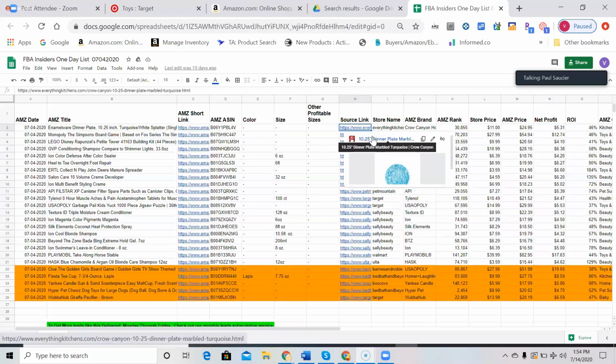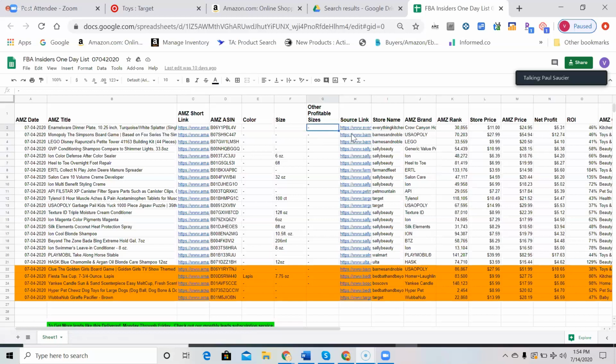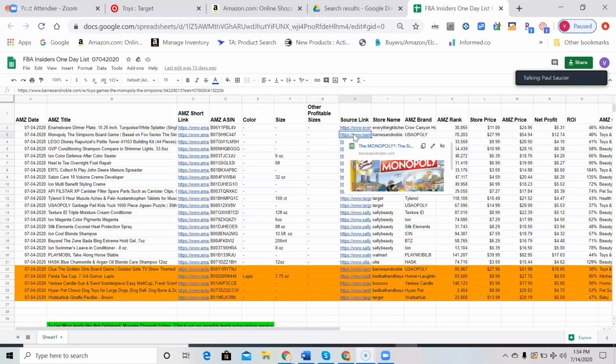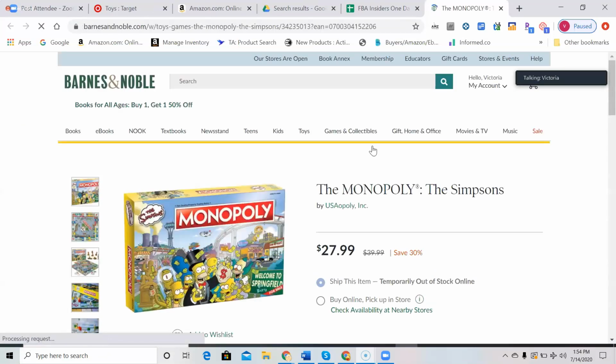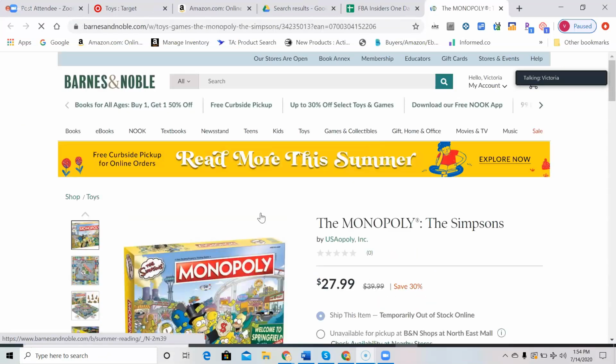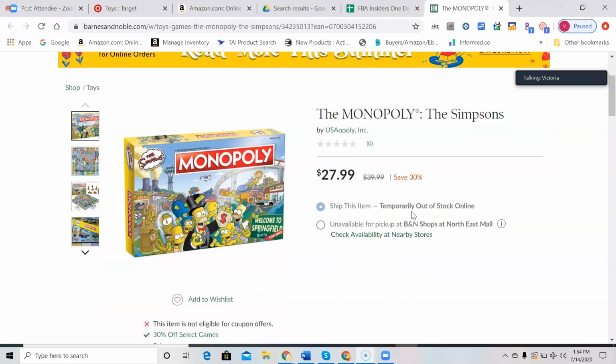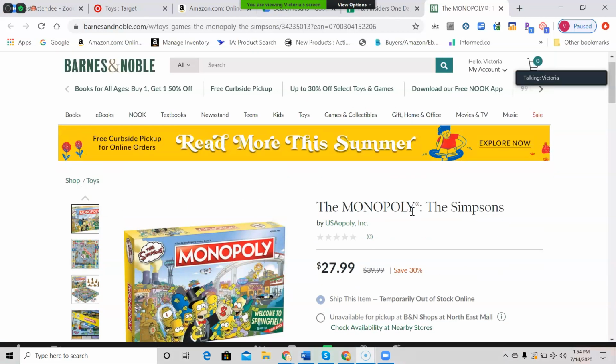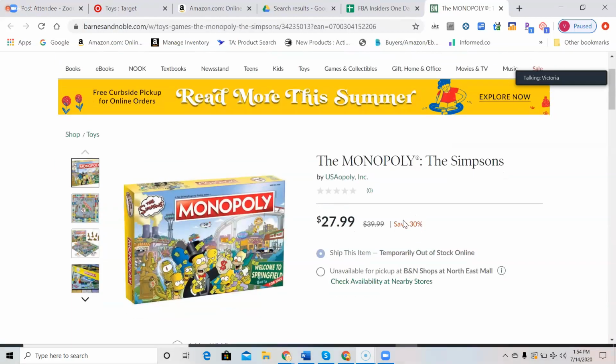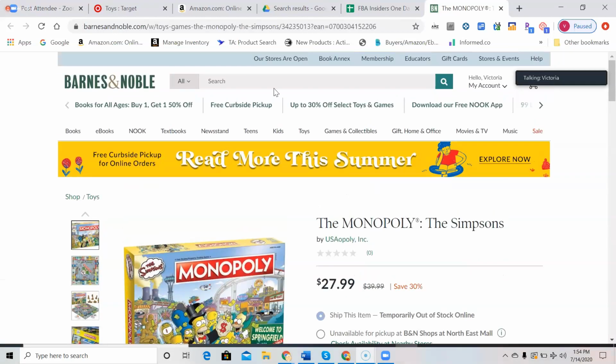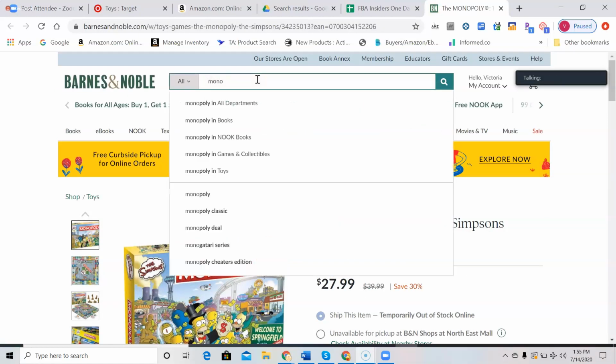And I'm going to try to do a good job of tracking how much profit you're finding as you're going about this. Okay. Perfect. So the first one's going to take us to Barnes & Noble. And let me move you guys here. So this one is actually out of stock online. But if you go, you can see that there's a 30% off sale at Barnes & Noble, and it's on Monopoly. So I would just go up here and type Monopoly in toys.